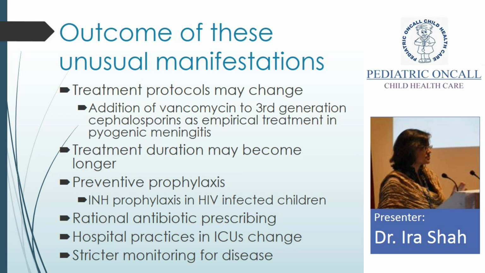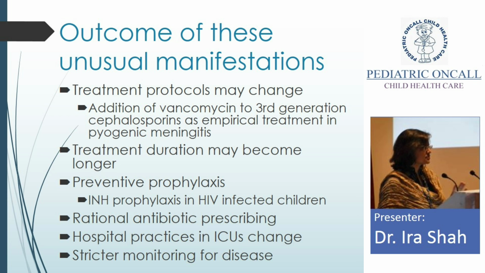Say for example, tuberculosis started off as 3 months, went to 6 months, went to 9 months, went to 12 months, back to 6 months. So depending on various randomized controlled trials, treatment durations started changing. Then we started saying, oh, these unusual manifestations have to be prevented. So either we give a vaccine, or if we don't have a vaccine, let's give drugs which prevent it. So we started giving prophylaxis for UTI.